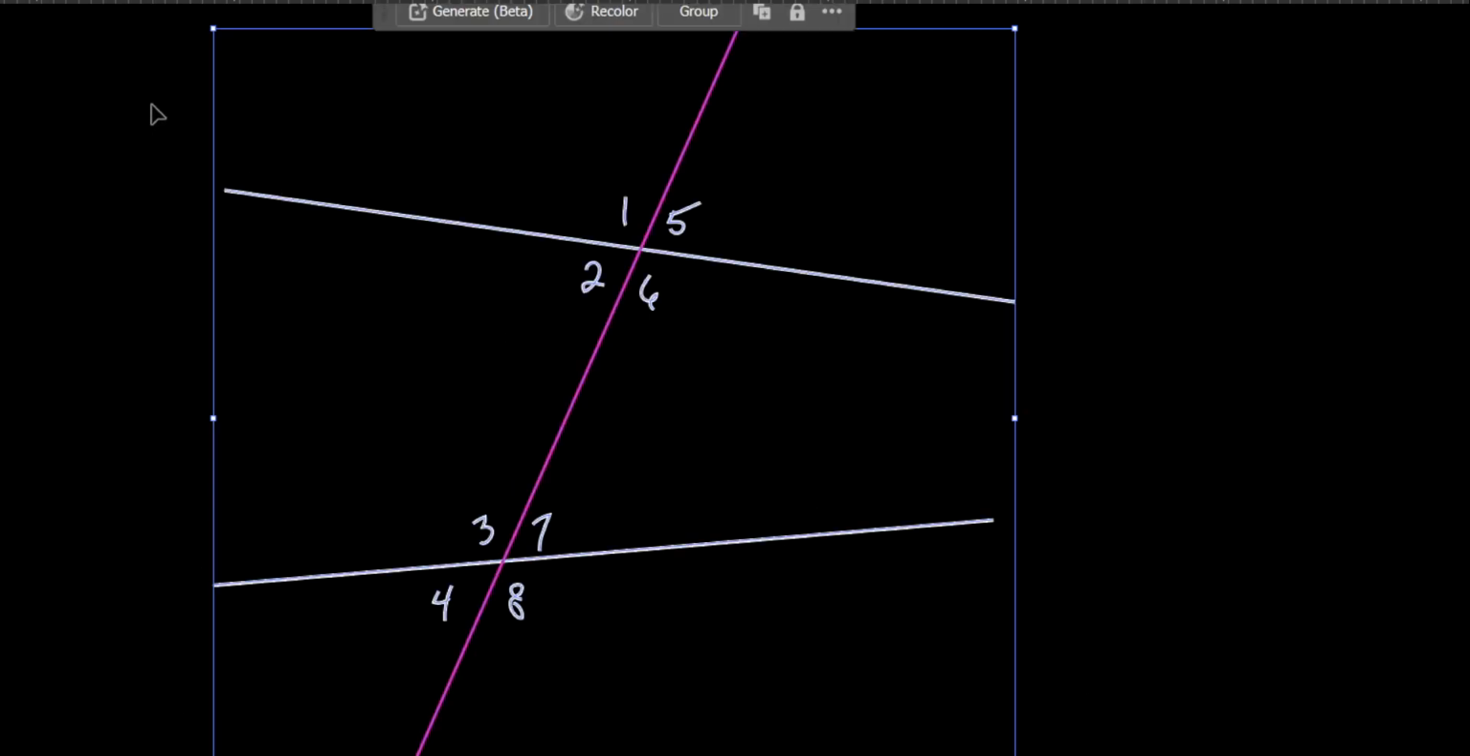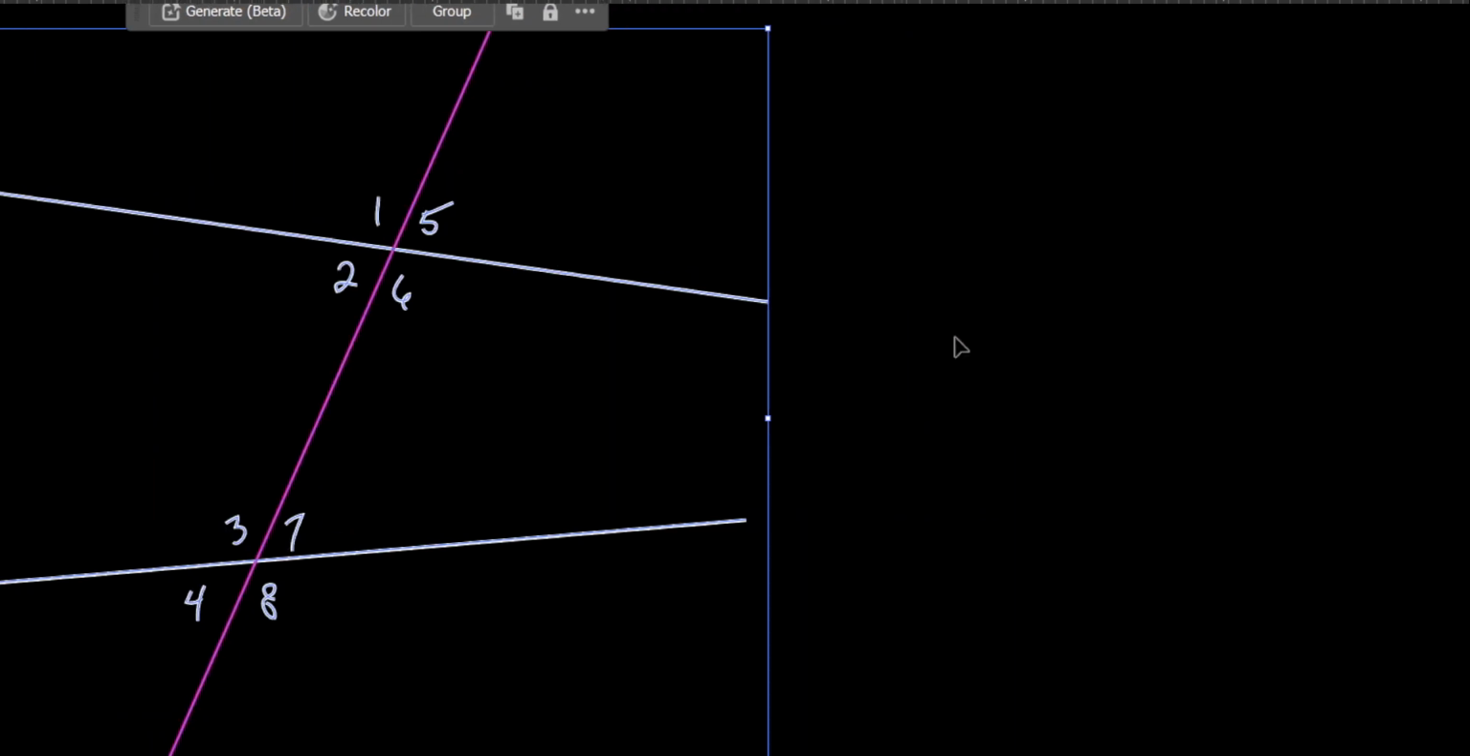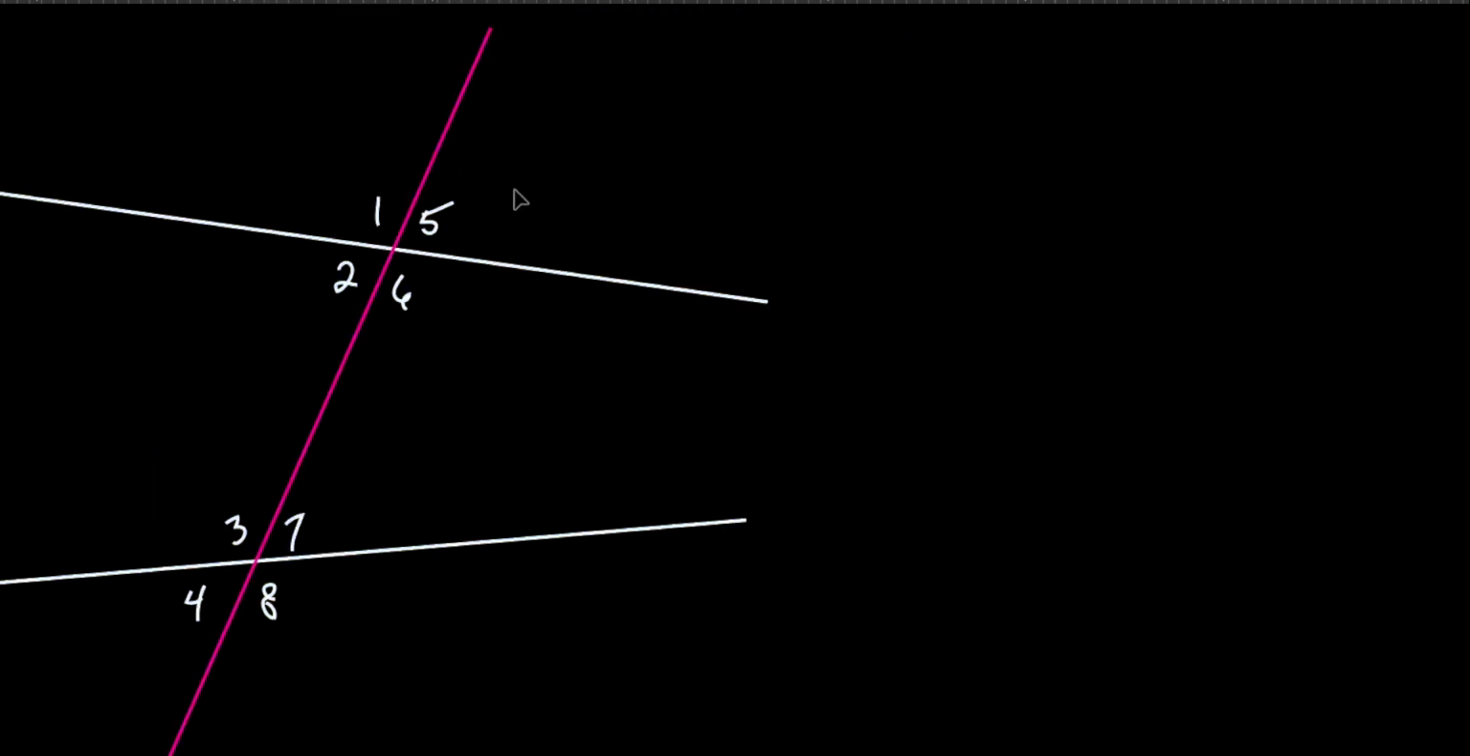Let's scooch this off to the side just a little bit more so I have some room to write over here. All right, we have special names. So the first name is corresponding angles. And we're going to talk about what they are, which ones, and we're going to list all the corresponding angles. Now this is super important.